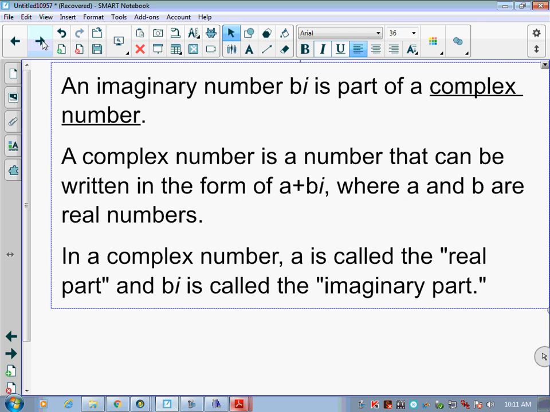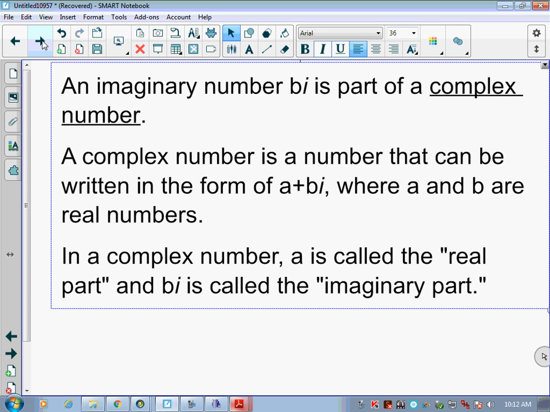Okay? An imaginary number bi, with that coefficient in front of that i, or coefficient times the square root of negative 1, is part of a complex number. A complex number is a number that can be written in the form of a plus bi, where a and b are real numbers. In a complex number, a is called the real part and bi is called the imaginary part, because we're taking a real number times an imaginary number.